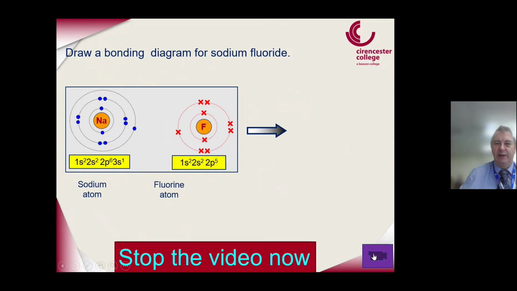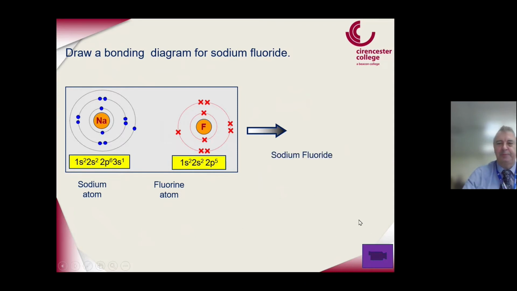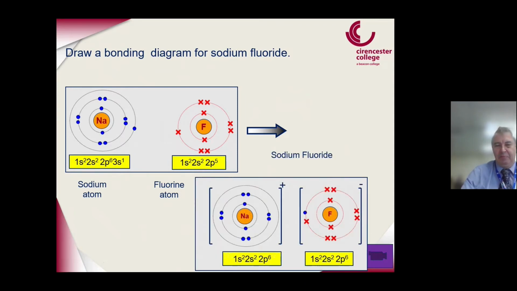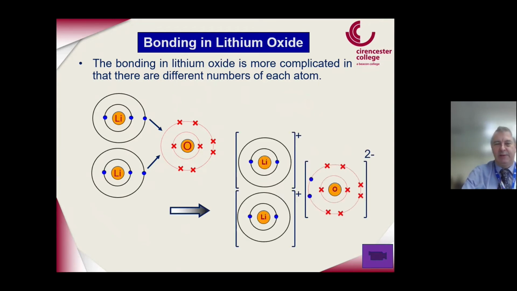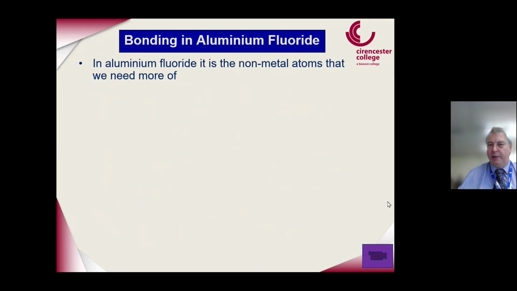Okay, so that's going to look like this. Lithium oxide. Now, in this case, oxygen wants to gain 2 electrons, but lithium's only got 1 to give, so we need 2 lithiums. Hence, Li2O is its actual formula. Okay, so we've got aluminium fluoride.